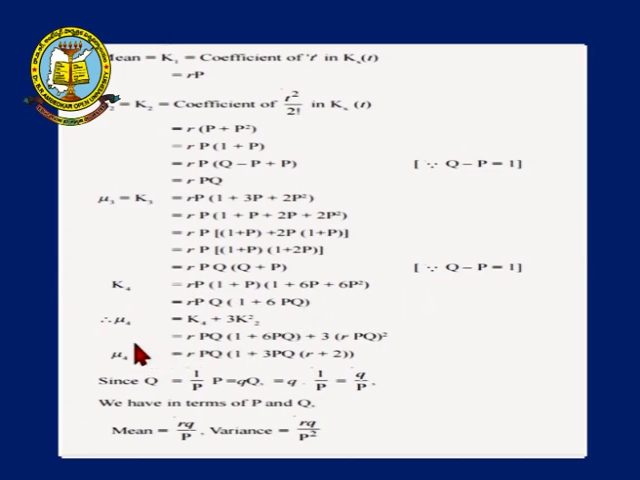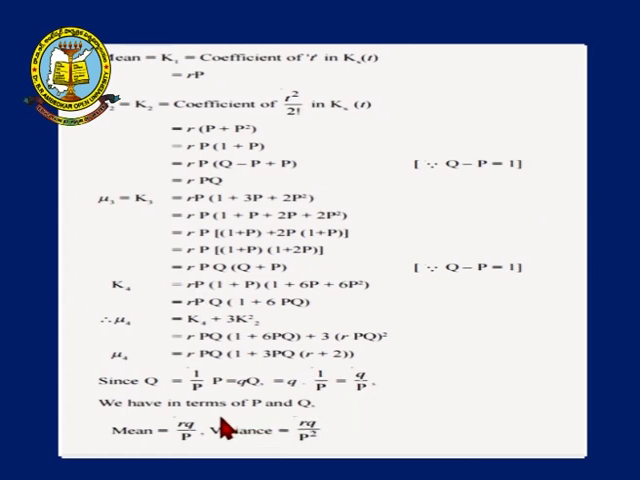Therefore, mu4 is equal to k4 plus 3 into k2 square. Therefore, mu4 is equal to what? In that case, Rpq of 1 plus 6pq plus 3 of Rpq whole square. Therefore, mu4 is equal to Rpq of 1 plus 3pq of r plus 2. Since capital P is equal to 1 by p, and capital Q is equal to q into 1 by p, that is q by p.